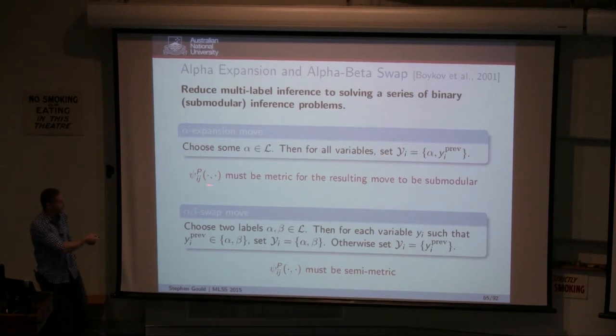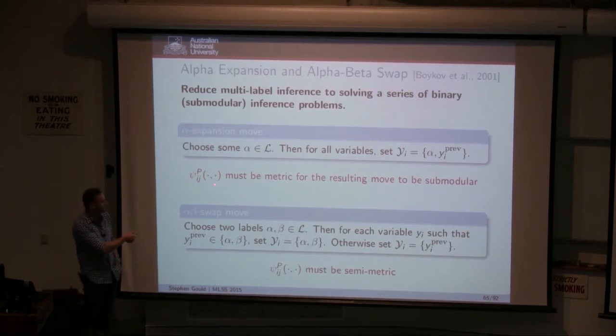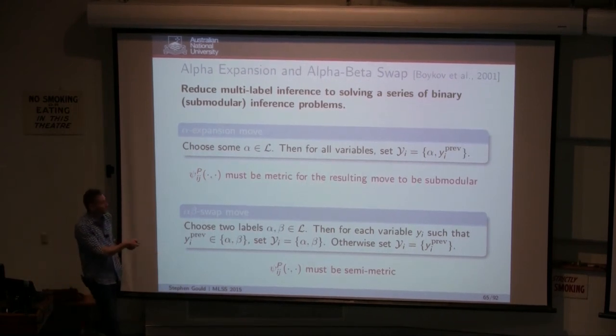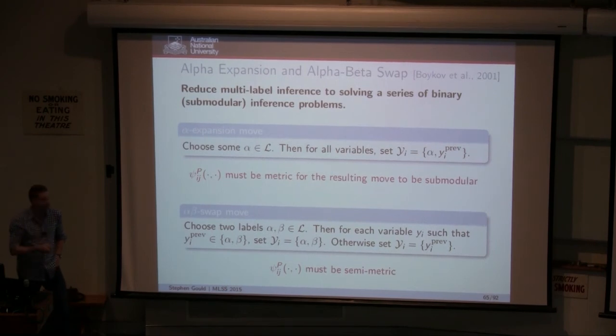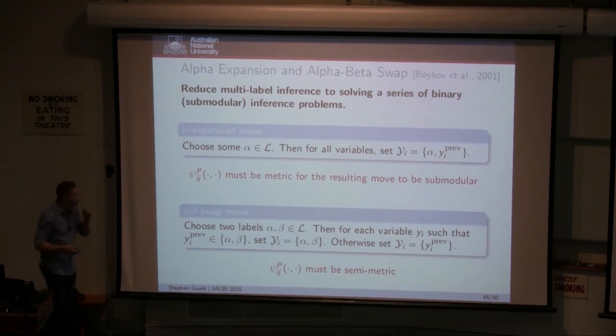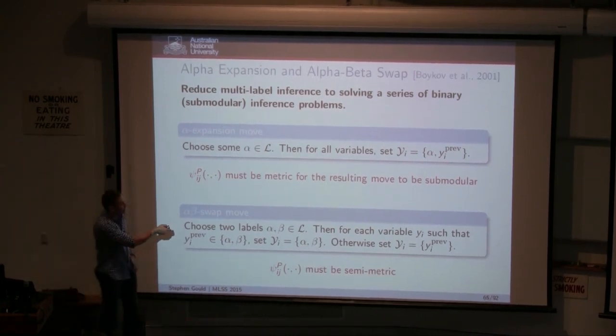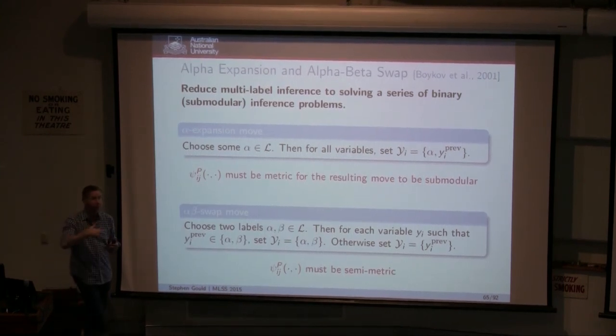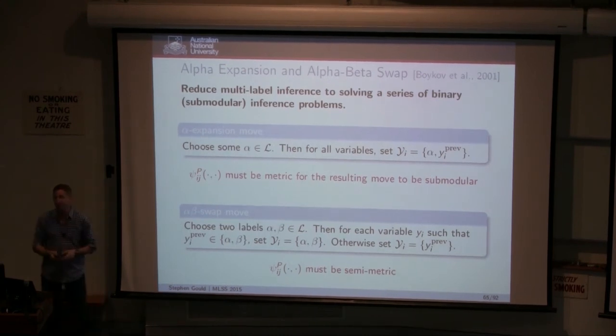If the pairwise potential for the multi-label problem has this property that's known as the metric property, then the resulting move ends up being a submodular move, and I can use graph cut. Okay? And all metric means is this is a valid distance metric function, right? So you're taking the problem, you're casting it as a binary problem, and then your move is to find the best labeling of the variables in this binary problem, and that gives you a new solution to your multi-label problem, and then you keep iterating over all possible values of alpha.